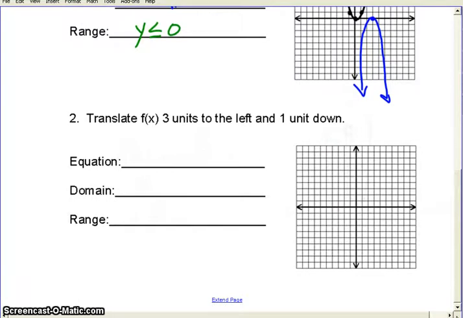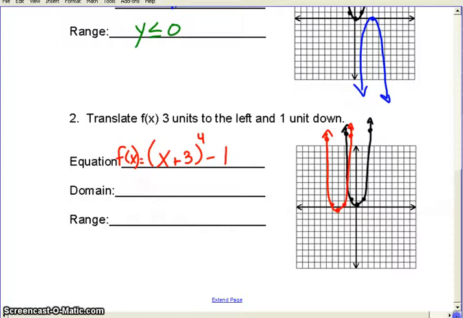All right, number 2, translate the function 3 units to the left and 1 unit down. So that would look like this, x plus 3 to the fourth power minus 1. All right, let's graph the parent function first. I need to move it 3 units to the left and 1 unit down, so this is how it's going to look.